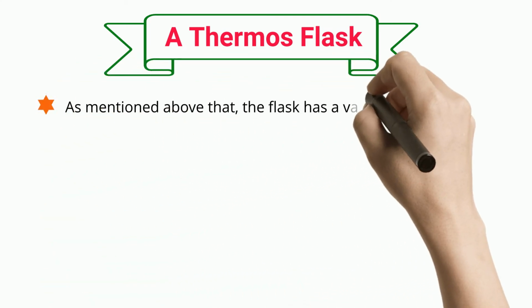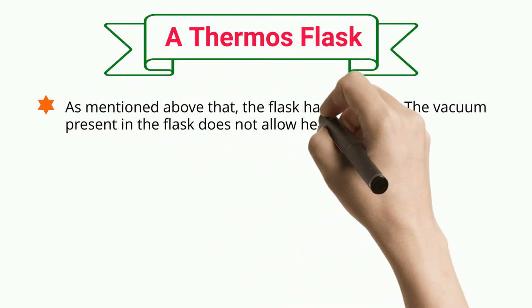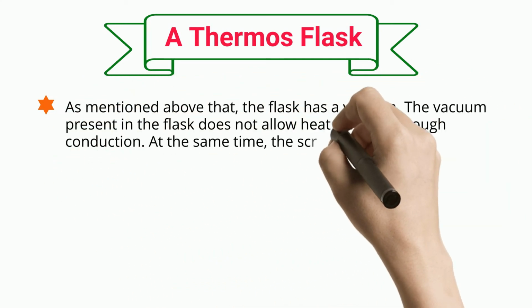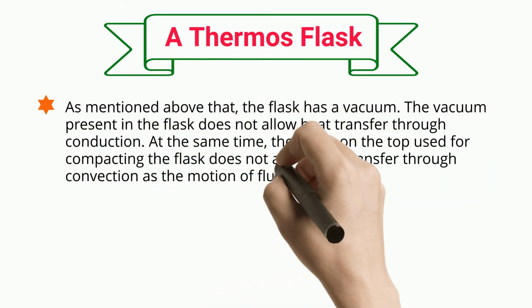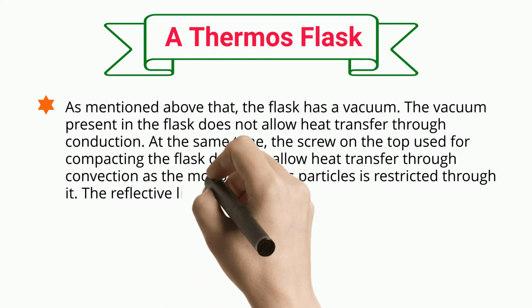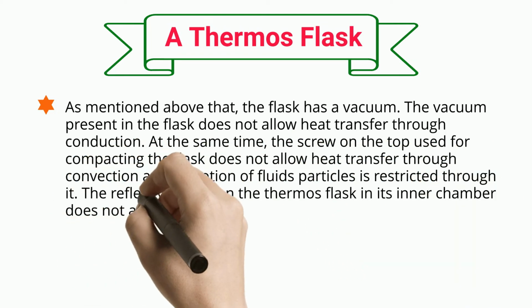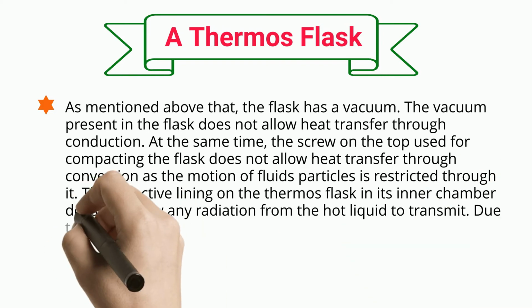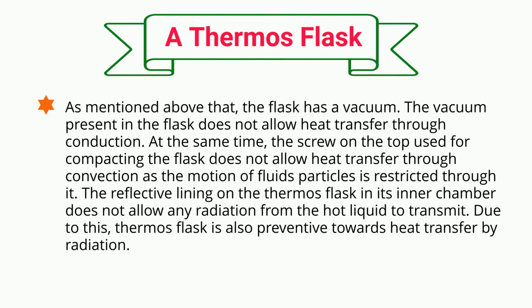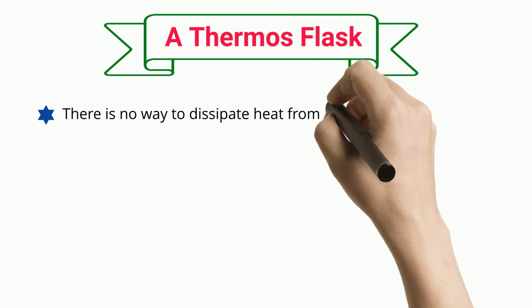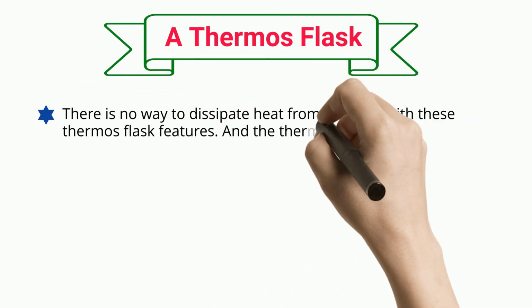As mentioned above, the flask has a vacuum. The vacuum present in the flask does not allow heat transfer through conduction. At the same time, the screw on the top used for sealing the flask does not allow heat transfer through convection, as the motion of the fluid's particles is restricted by it. The reflective lining in the inner chamber of the thermos flask does not allow any radiation from the hot liquid to transmit. Due to this, the thermos flask also prevents heat transfer by radiation. There is no way to dissipate heat from the flask with these features.